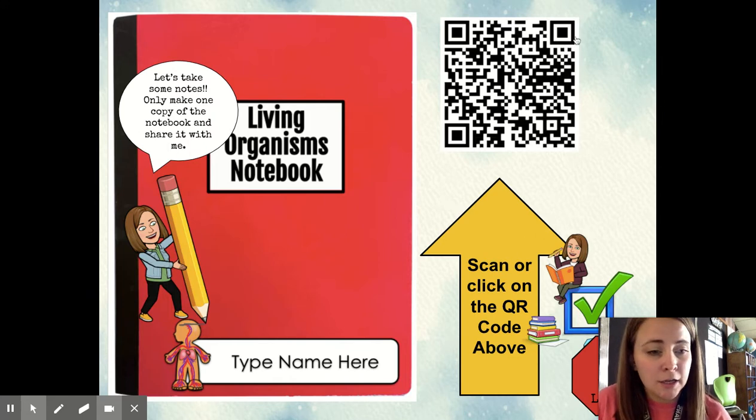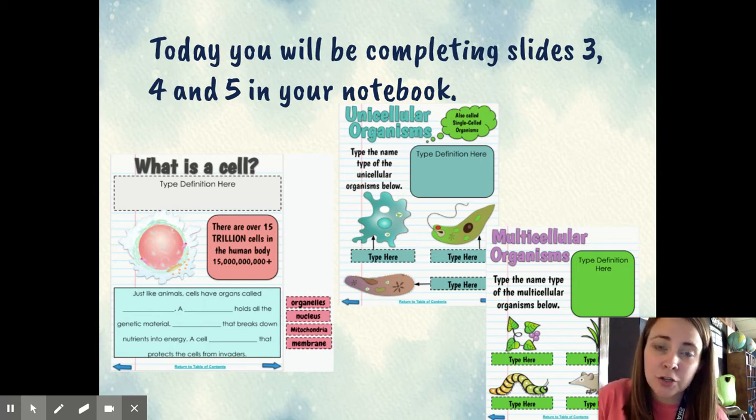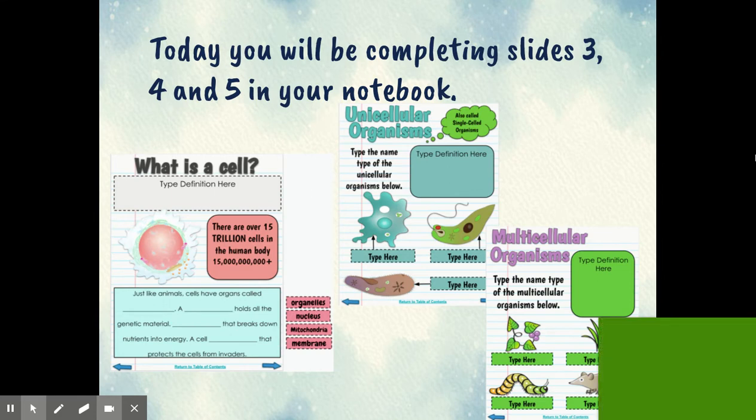All right. We're going to go ahead and begin. You're going to be completing slides 3, 4, and 5 in your notebook today. What is a cell? Unicellular organisms and multicellular organisms. You learned about those yesterday in the Discovery Center.